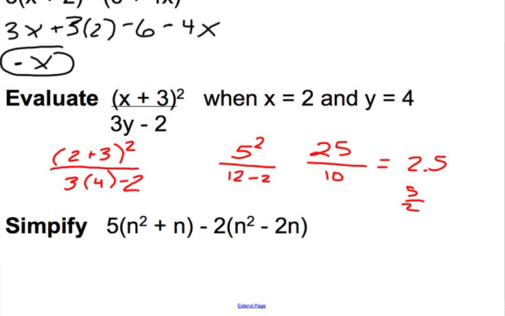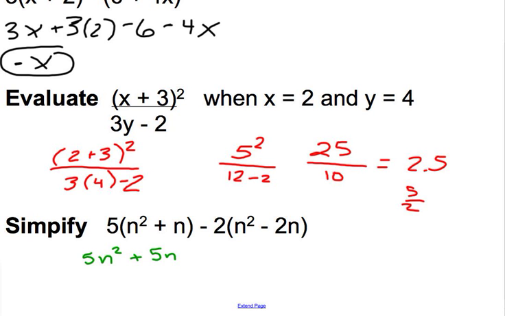So moving on to the next one. We want to simplify it all we can. No longer are we using these numbers up here. This is a different problem. So all I can do as of right now is distribute. So I have 5 times my n squared and 5 times my n. Now n squared and n are not like terms, so I did not combine them.